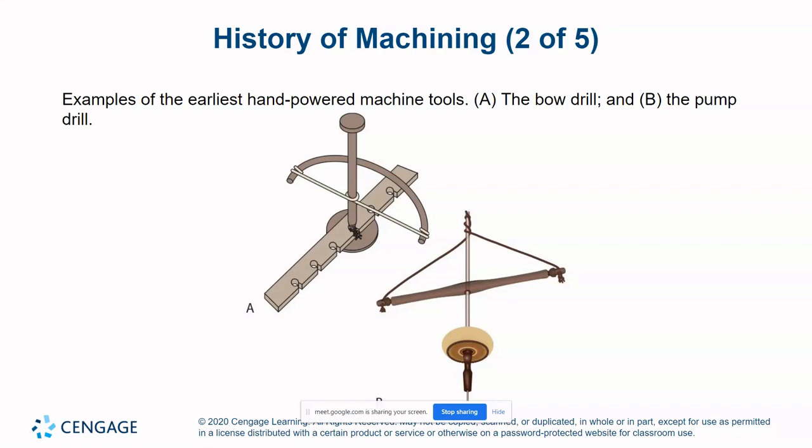So we have some examples of the earliest hand-powered machine tools. Right here we have the bow drill, which was designed to basically make fire by the friction right here. And then we have the pump drill, right here.